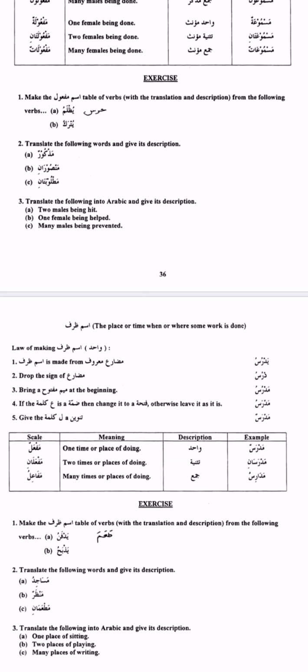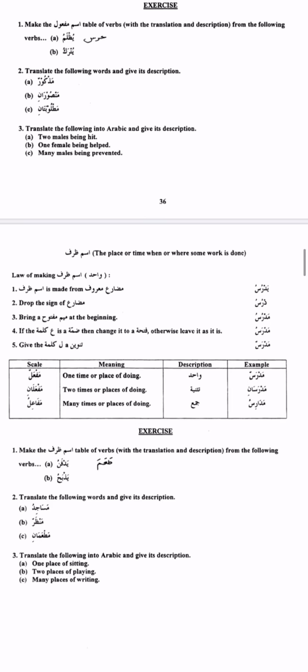Then you add a dhamma on the lam kalima, which is kaf here, and what do we get? Matrukun, that which is left, the one male who is left, and then matrukani, matrukuna. You can follow it up on that same scale. Matrukatun, matrukatani, matrukatun.